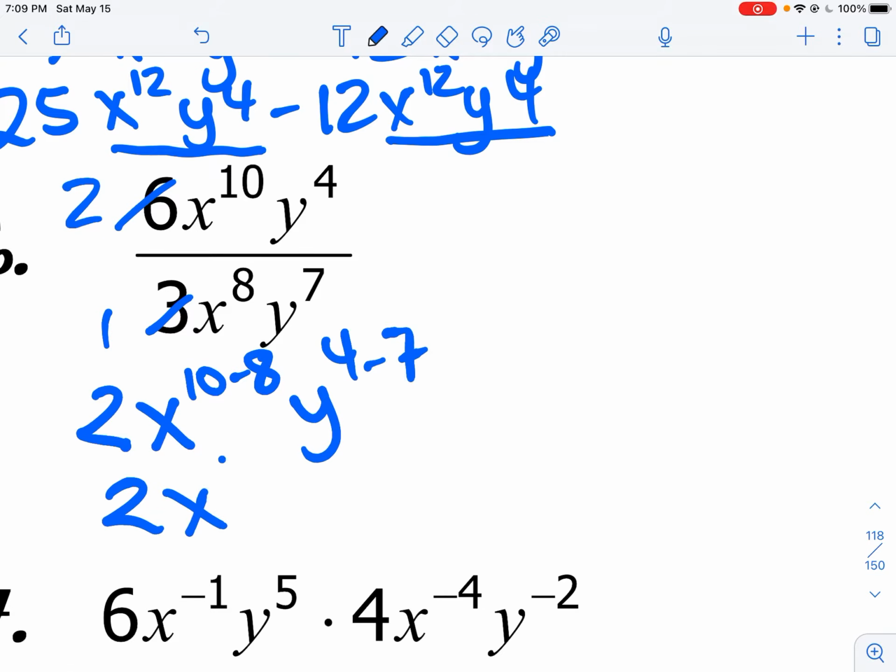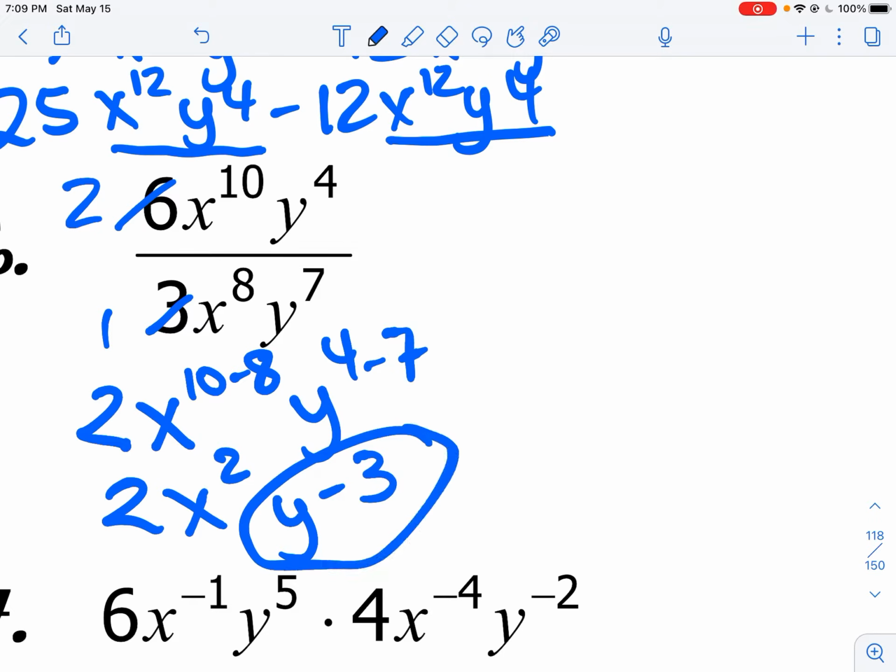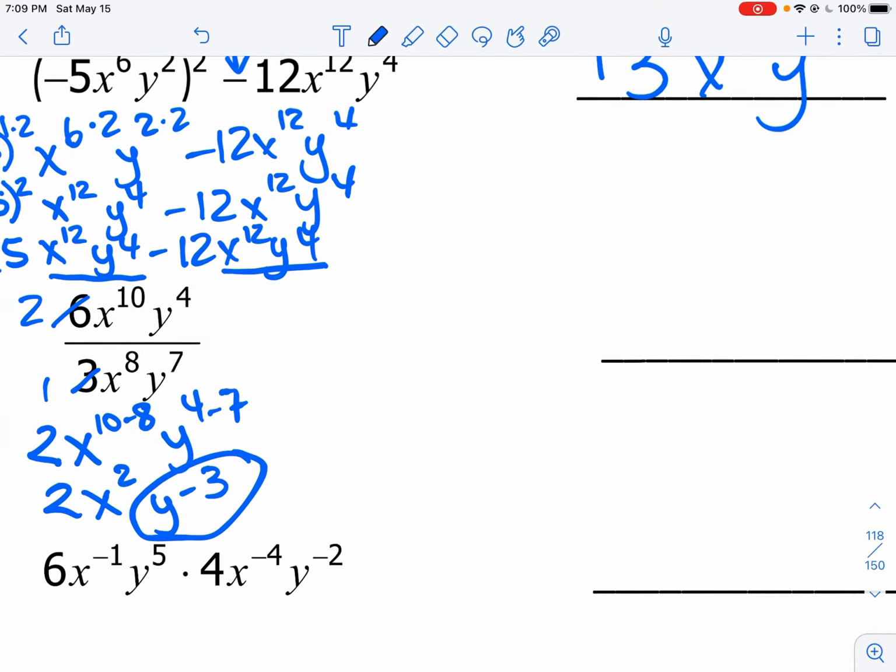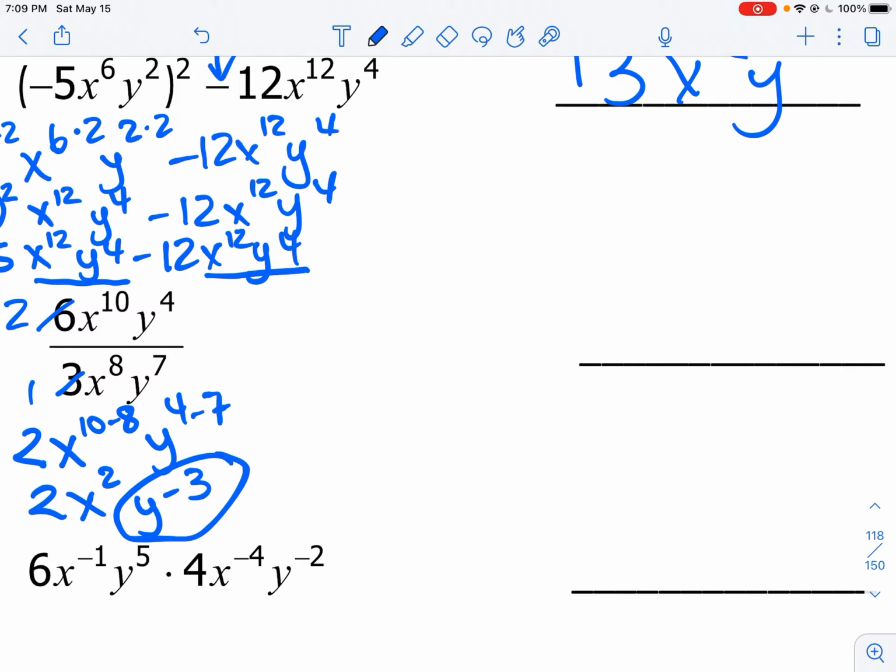2x squared, y to the negative 3. Negative exponent means please move me. So I'm not going to have it in the numerator like it is right now because I want a positive exponent. So it's going to move to the denominator.